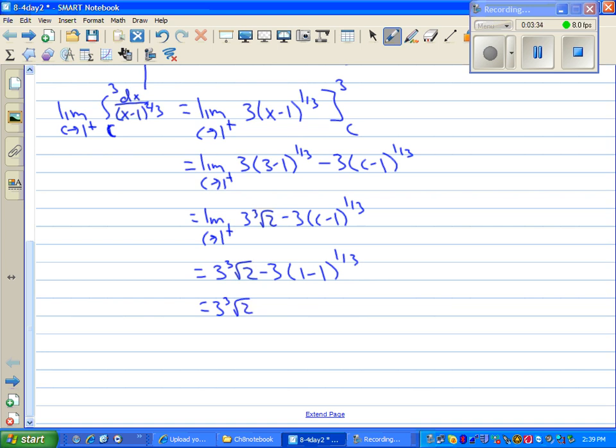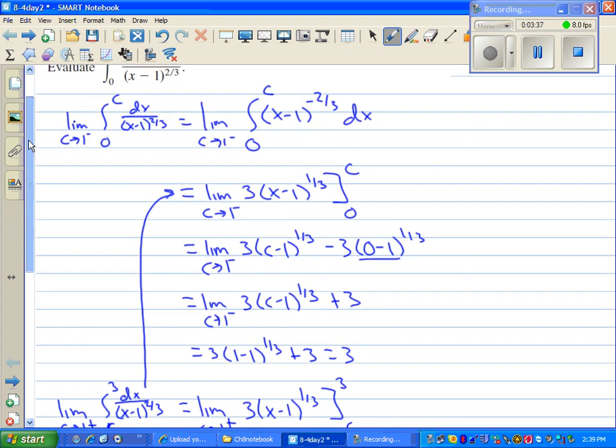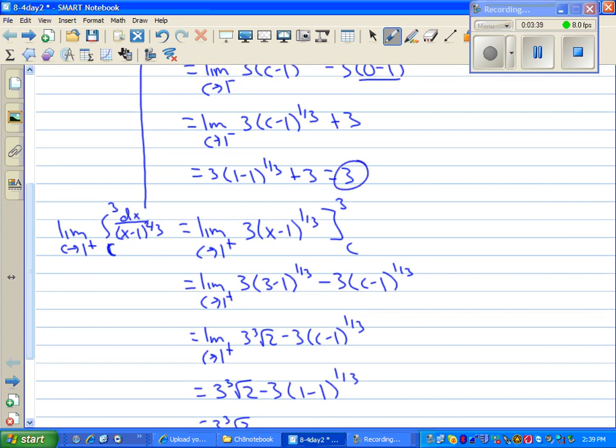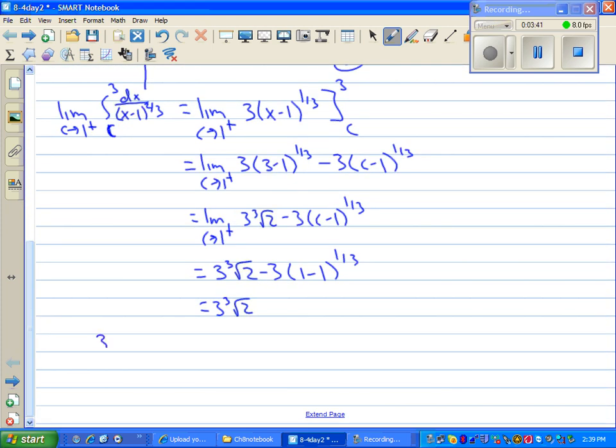Now that's only half of the answer. The other half comes from above. When we approached 1 from the left, that answer was 3. So if we add the 2 together, we get 3 plus 3 times the 3rd root of 2.